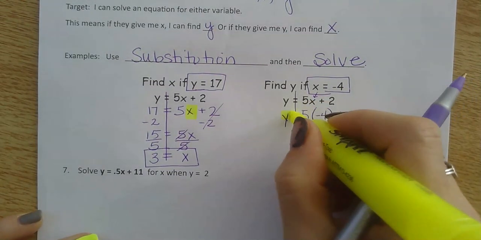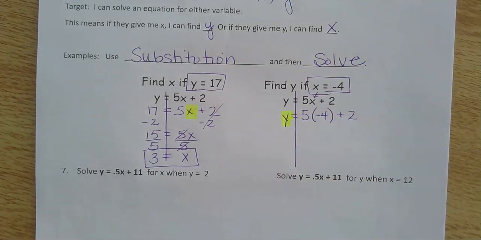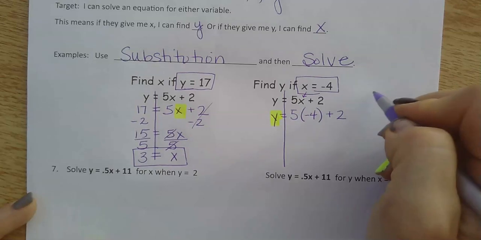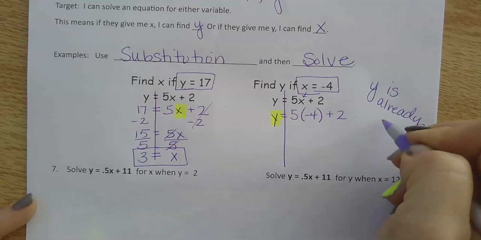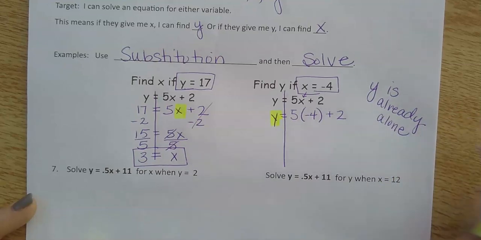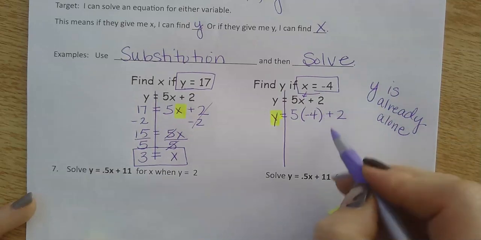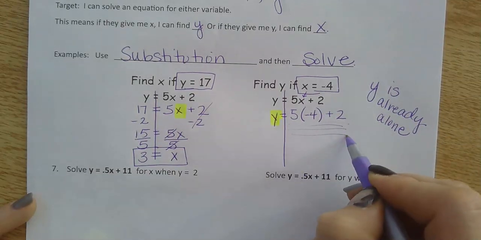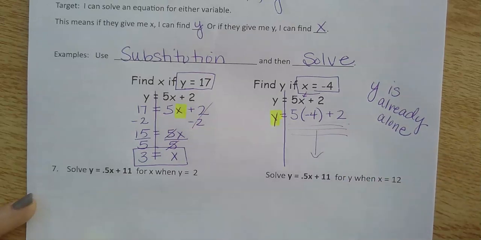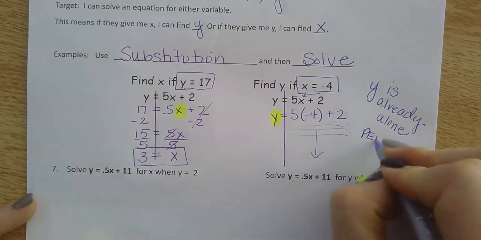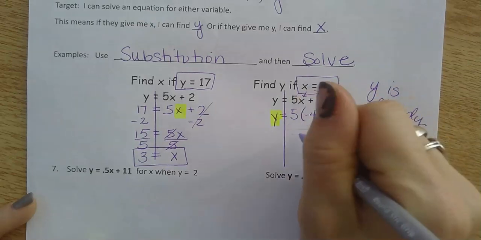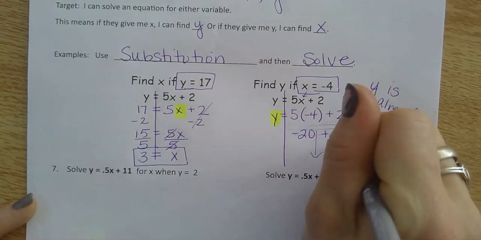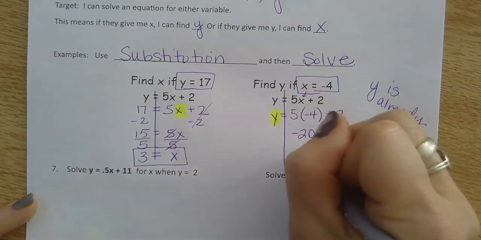Well, now the variable that I'm looking for is already by itself. Okay? So y is already alone. It's already isolated. So that means I don't have to cancel anything out. All I have to do is work this out on the right-hand side and get an answer. So I'm just going to follow order of operations, right? PEMDAS says I multiply first. 5 times negative 4 is negative 20 plus 2. And negative 20 plus 2 would be negative 18.